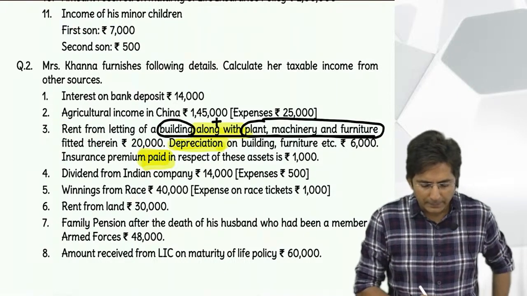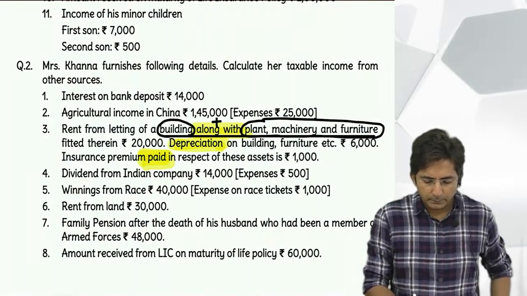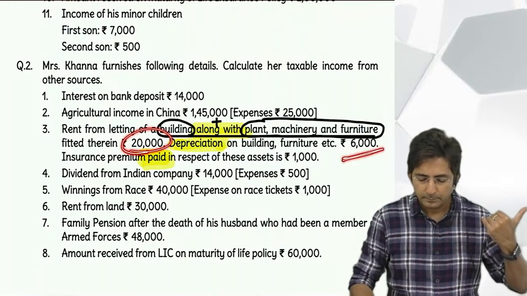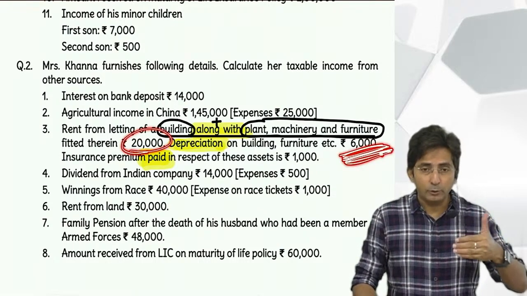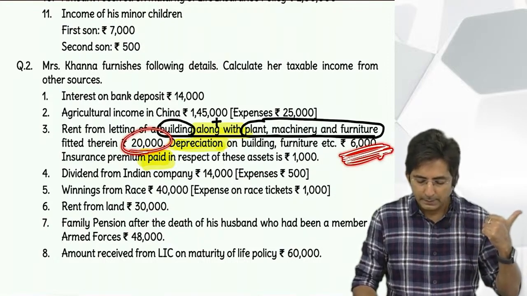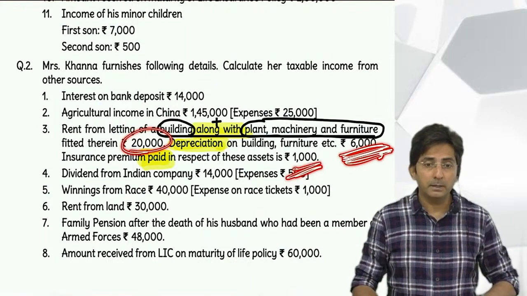So can you tell me the presentation? First you will write the rent of 20,000 in the inner column. Then you will minus. Then you will write deduction under section 57. What you will minus? Depreciation 6,000 and insurance premium 1,000.